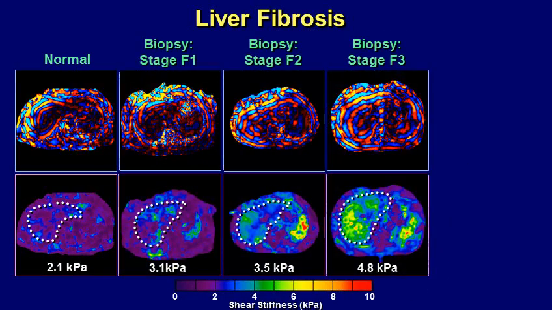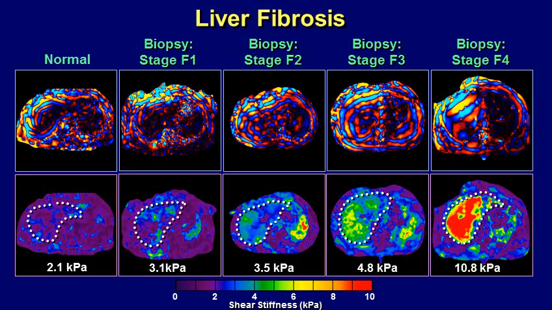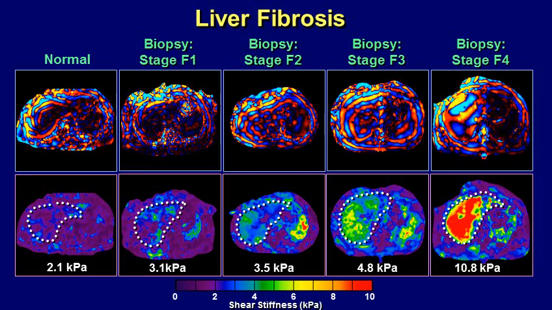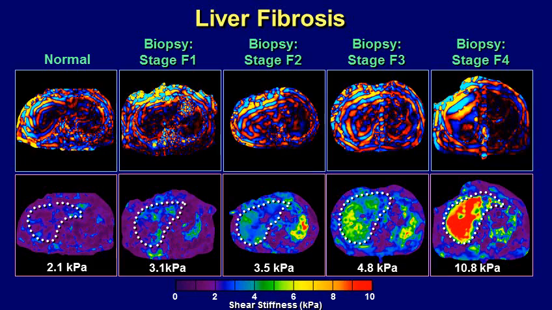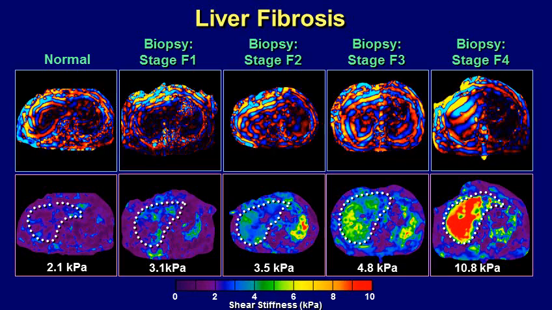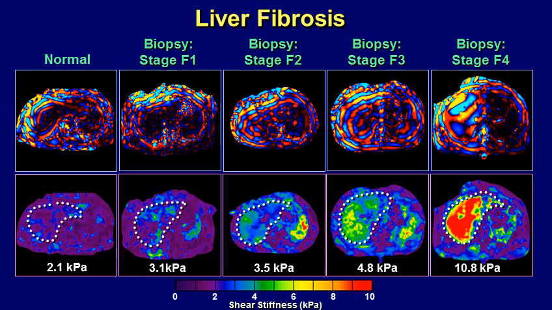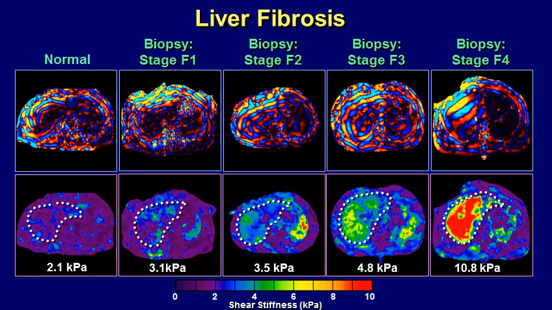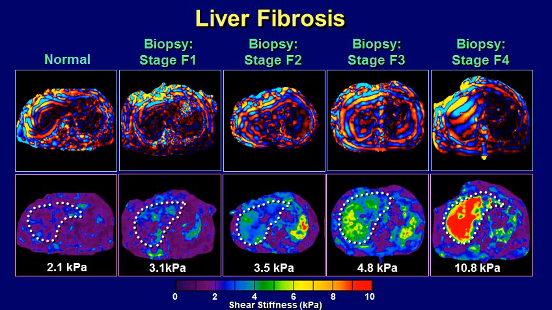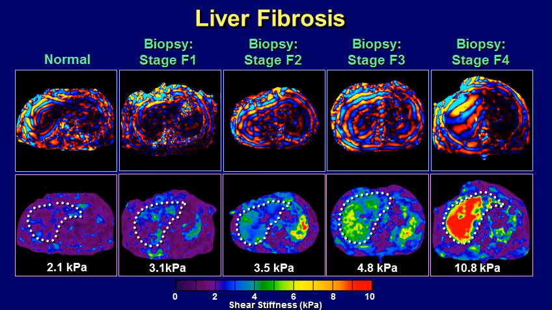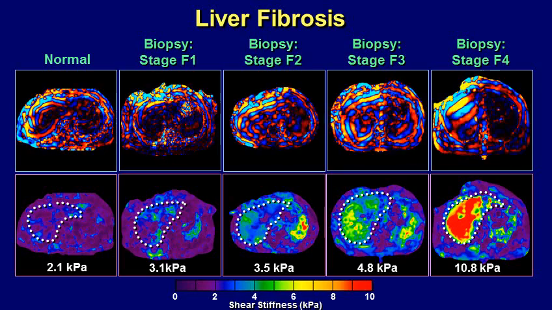This slide shows examples of patients with various stages of liver fibrosis, ranging from no fibrosis to stage 1, stage 2, stage 3, and stage 4. I'm showing the wave images on top here so you can see how the patients with the most advanced fibrosis have longer wavelengths. And this, of course, is reflected in the elastograms in the lower row. Normal liver tissue has a stiffness of about 2 kilopascals, whereas cirrhotic liver may have a stiffness of 5, 10, or even 20 kilopascals.